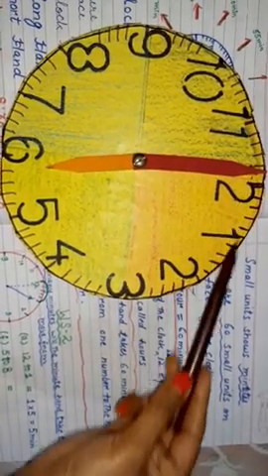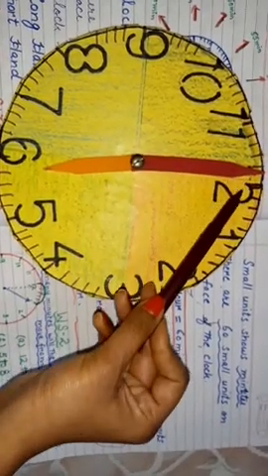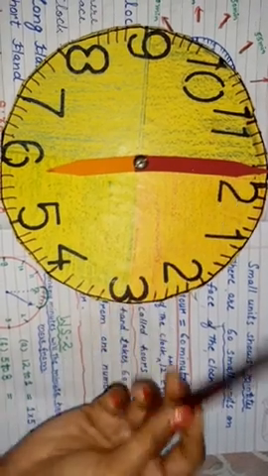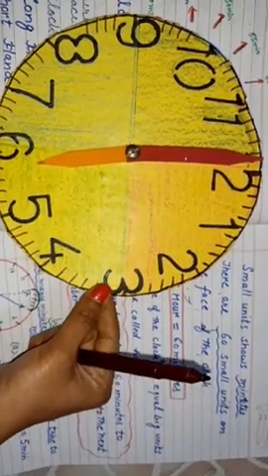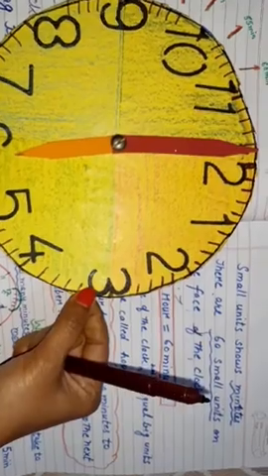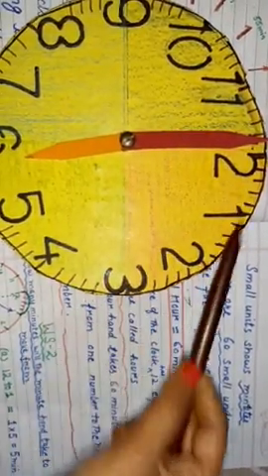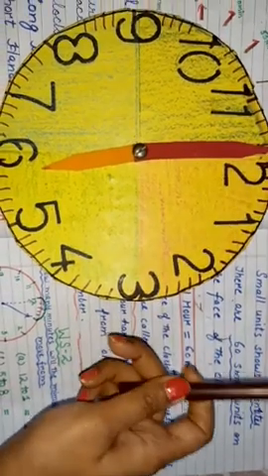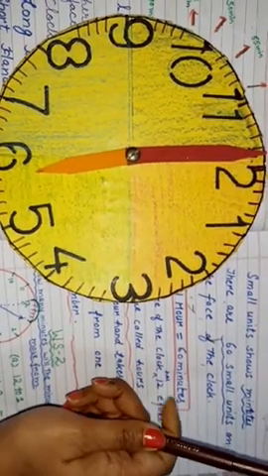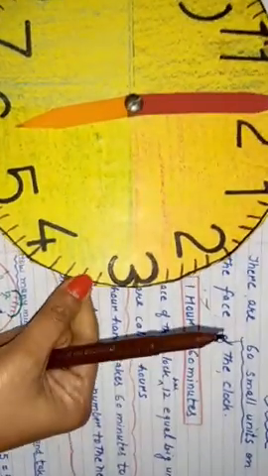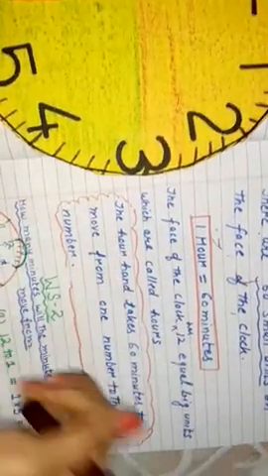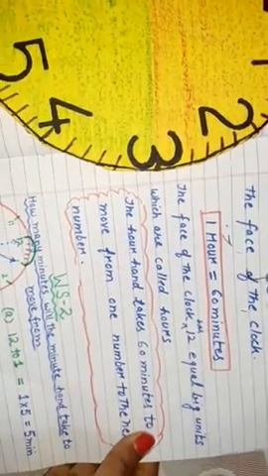And how many hours are there? There are 12 hours on the face of the clock. Okay, but when we count one full day, it's your 12 hours of the day and 12 hours of the night. So there are 24 hours in a day.